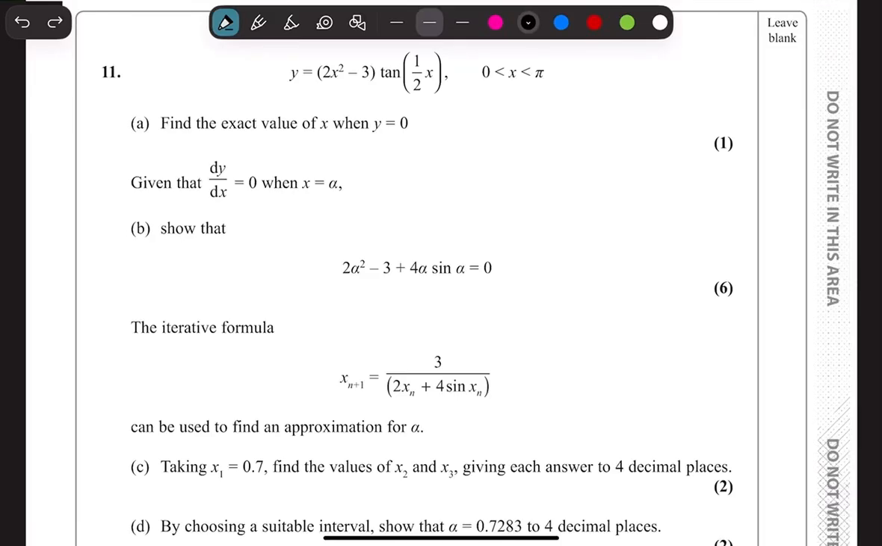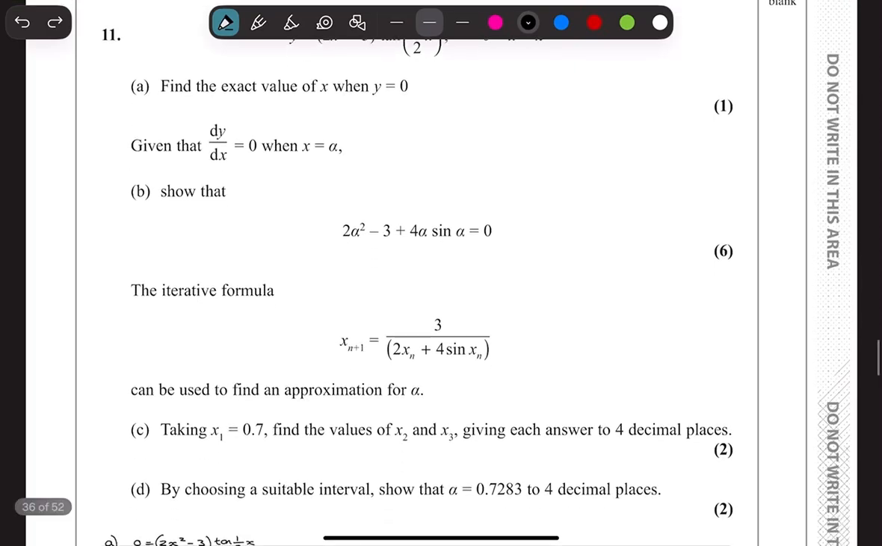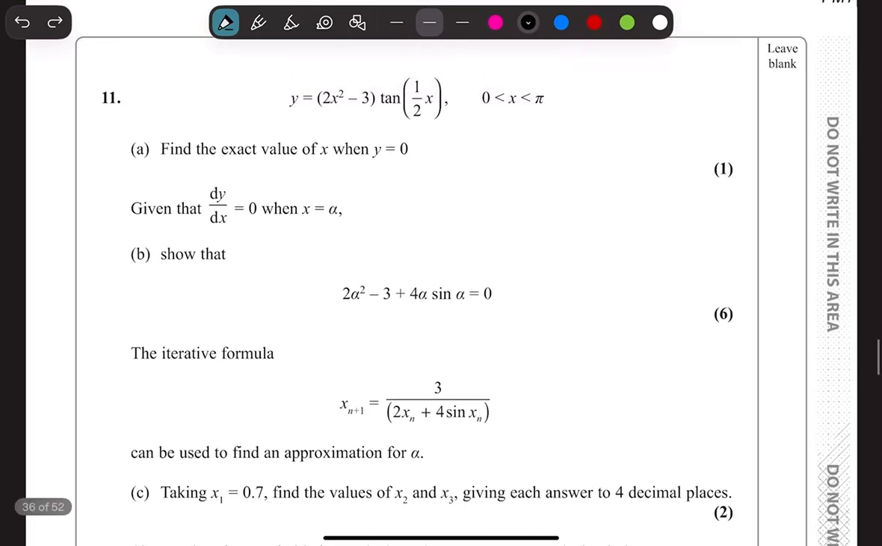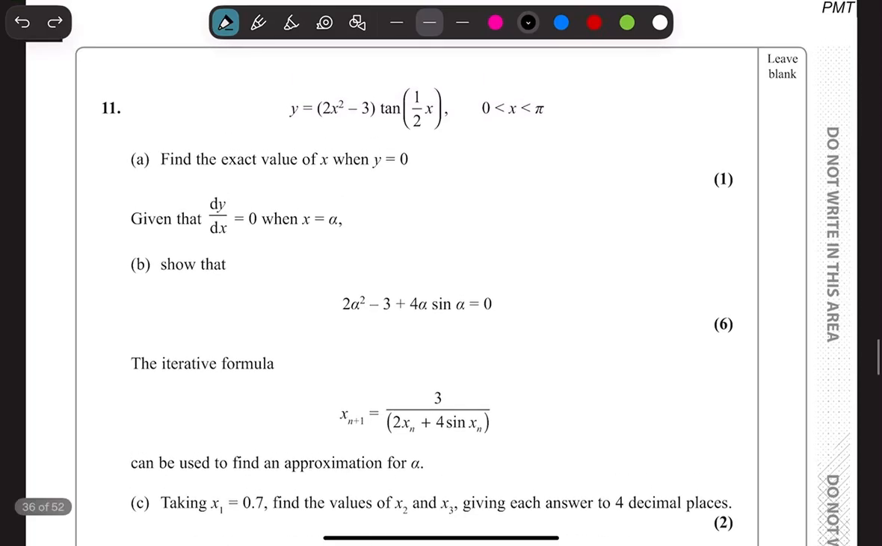Alright, so I've got a really nice differentiation question here. It contains some iteration stuff as well, which is really easy, but I'm going to go through it anyway. The main focus for this video will be the differentiation. So pause the video, have a go, see if you can get it right, and I'll go through the worked solution.